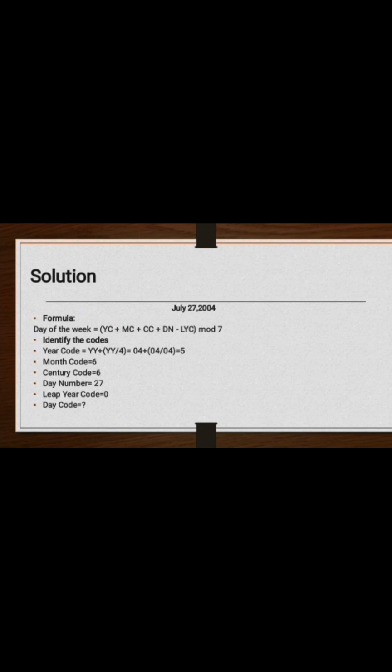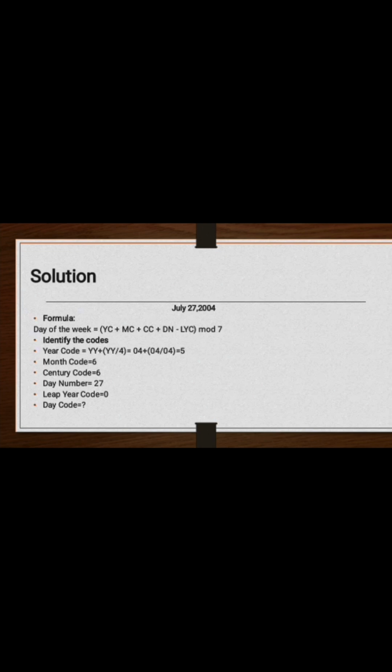We have the identified codes. Year code is equal to YY plus YY divided by 4, which is equal to 04 plus 04 divided by 4, which is equal to 5. The month code is 6, century code is 6, day number is equal to 27, and leap year code is equal to 0.